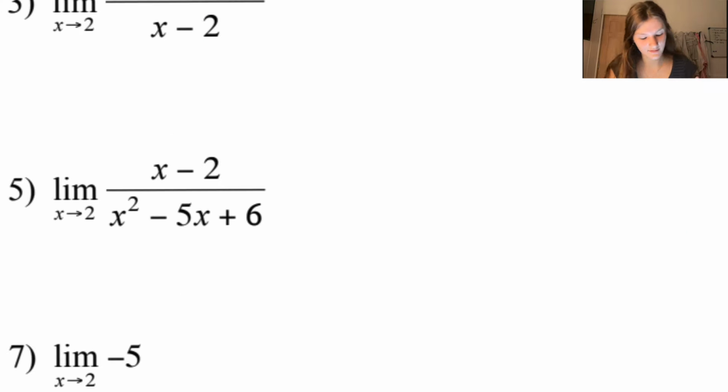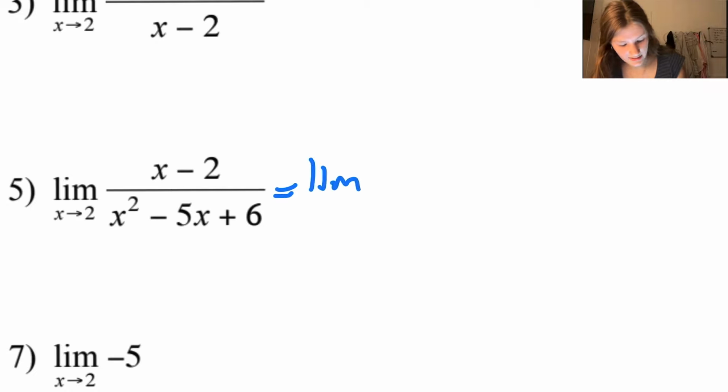Okay, let's do question 5 now. Always think in your head, can I plug this in, or is it going to be 0 over 0? You don't want to just go straight into factoring, because you could be saving yourself so much time. We know this is going to be 0 over 0 though. Like 2 minus 2, the bottom's going to become 0 too.